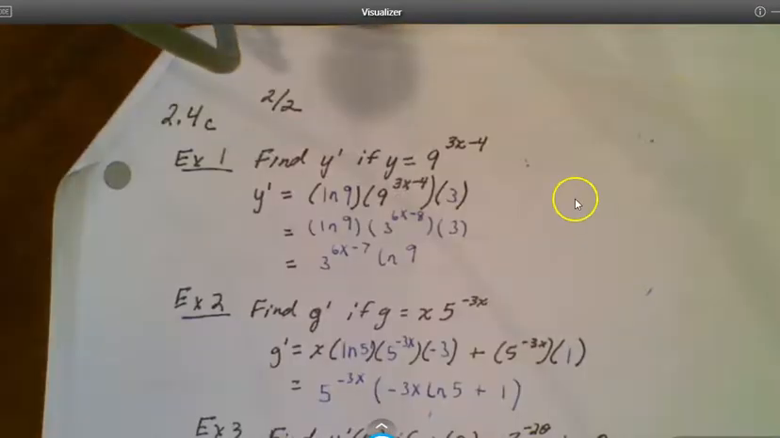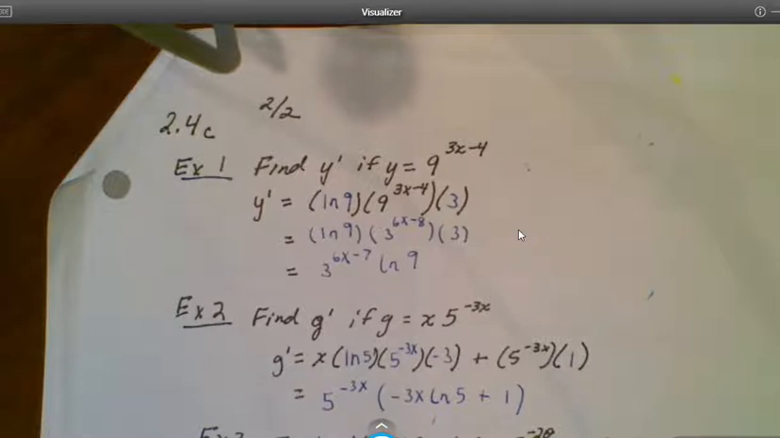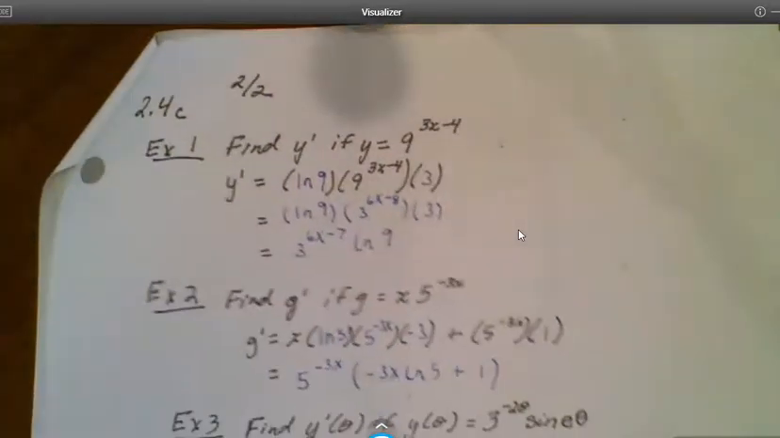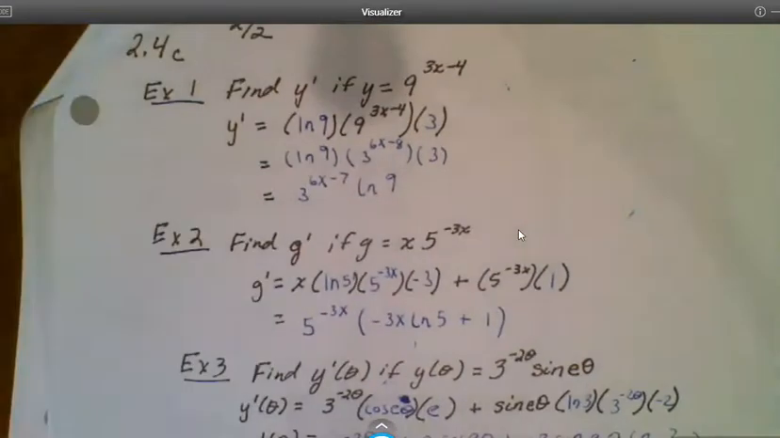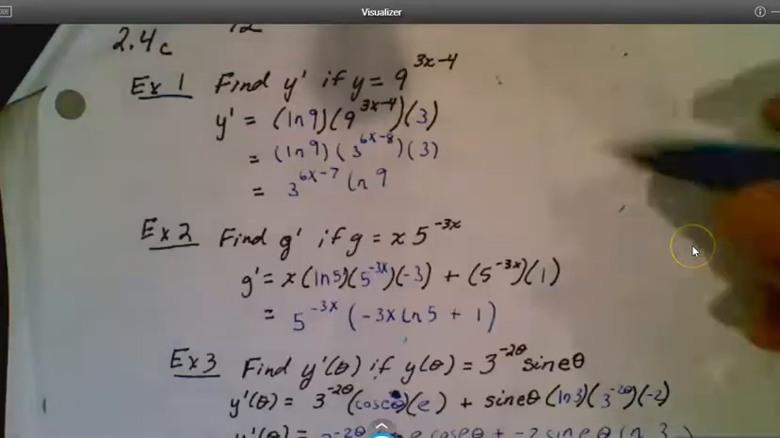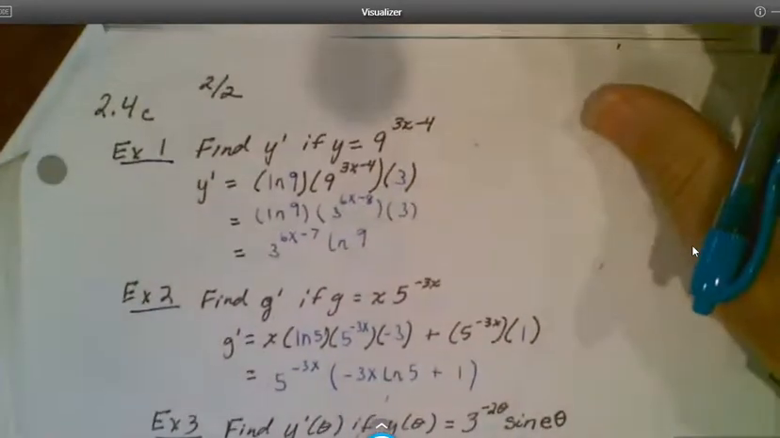All right, so I actually get to plug in some real numbers here on this one. Get this cord out of the way. All right, so in this case, now we have y equals my base of 9 to the 3x minus 4 power. So remember the rule we just looked at on the previous page.